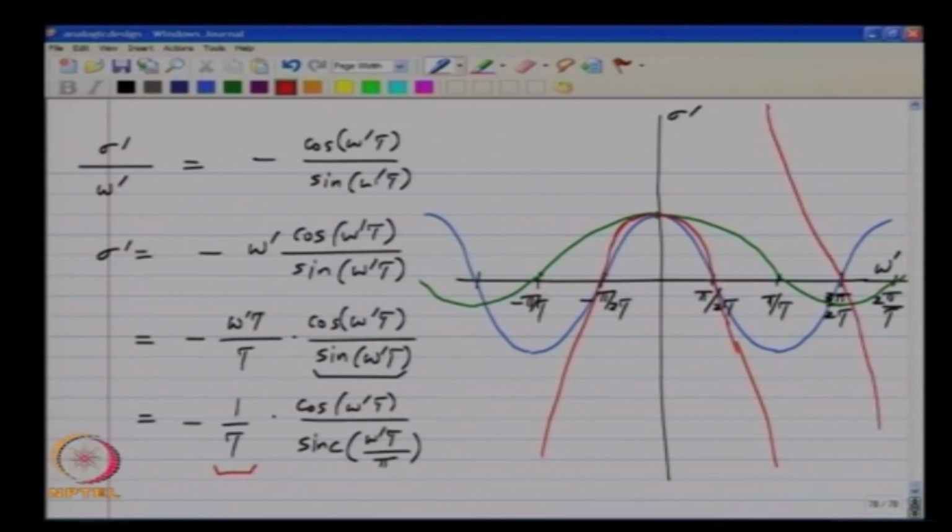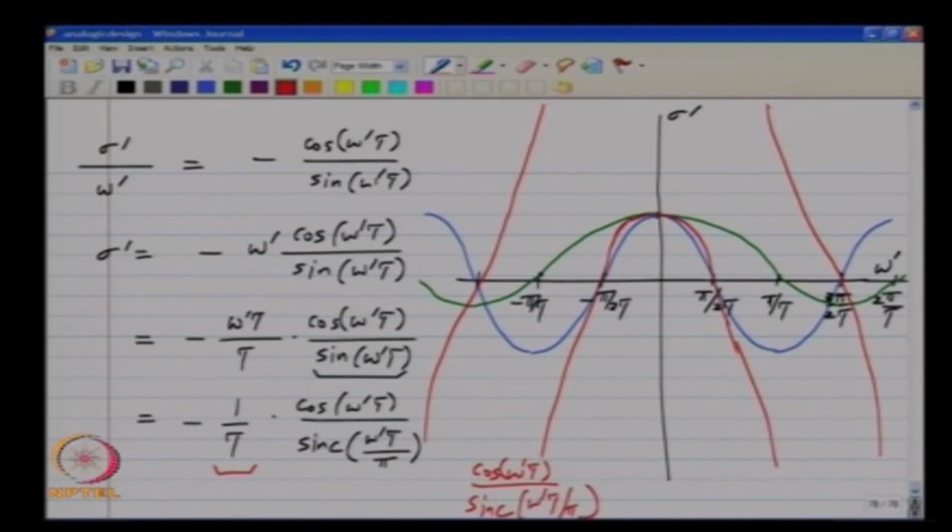And then it also goes off to infinity at 2 pi by tau. In general, it goes off to infinity at every integer multiple of pi by tau. It could be plus infinity or minus infinity, and this is what it looks like. Okay. Now, the red curve is the plot of cos omega prime tau divided by sinc omega prime tau by pi.